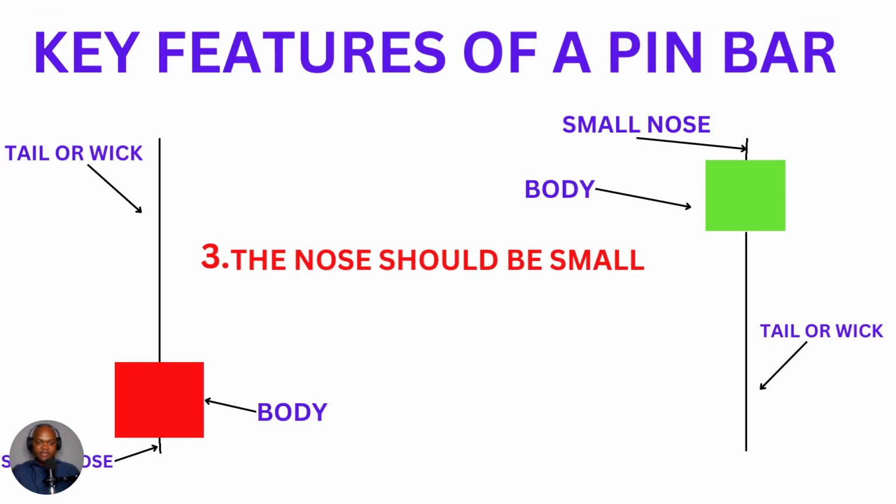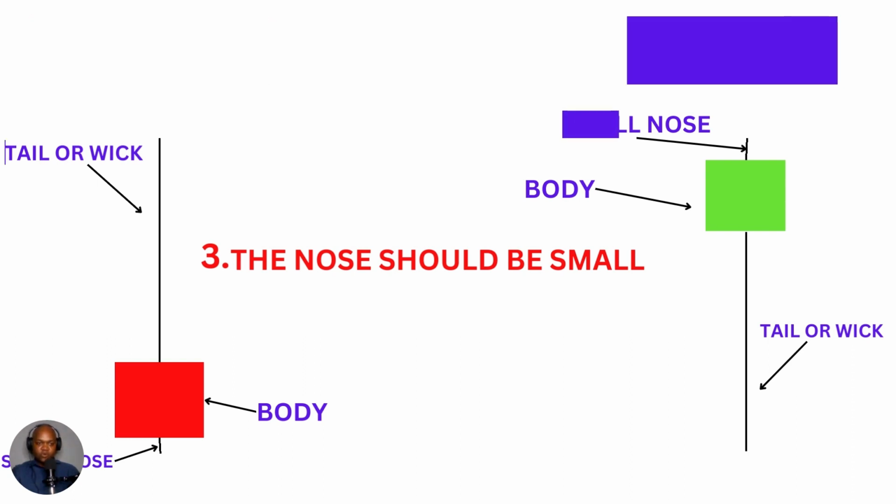Number three, the nose must be small. That means the nose, which is below the body if you're talking about a bearish pin bar, or above the body for a bullish pin bar. Let's first talk about the bearish pin bar. With the bearish pin bar, the nose will be located near the candle low, so it must be small. Then with the bullish pin bar, the nose must be located above the body, and it must be small.